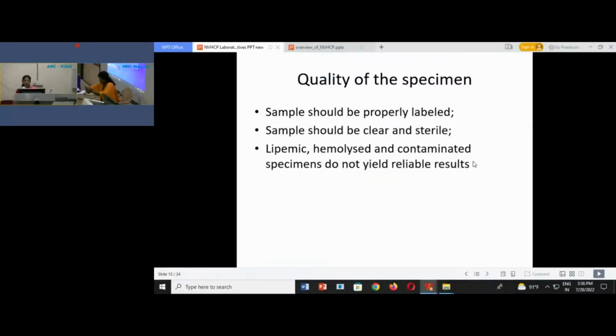Quality of the specimen. Samples should be properly labeled. Samples should be clear and sterile. Lipemic, hemolyzed, and contaminated specimens do not yield reliable results.